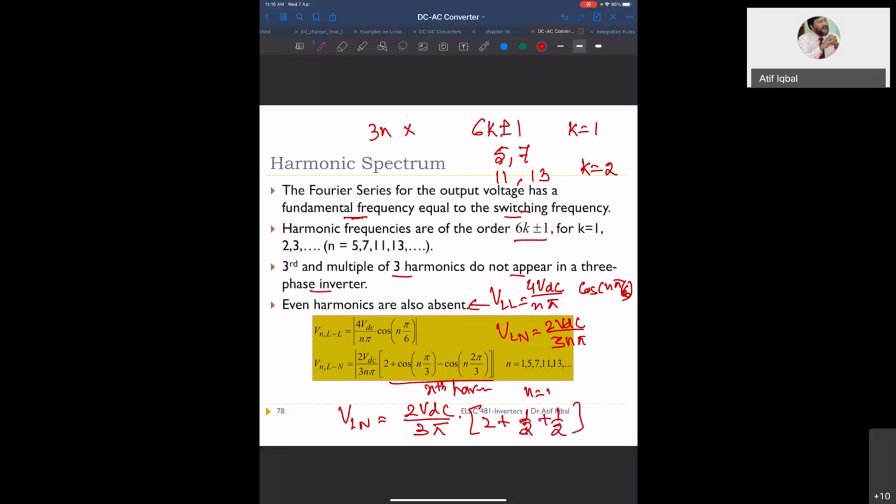So this becomes 3, and 3 cancels out. So what you have is VDC upon pi, into 2 plus half plus half. So 2 plus 1, 3. So this is the line to neutral. Okay. And this is line to line.